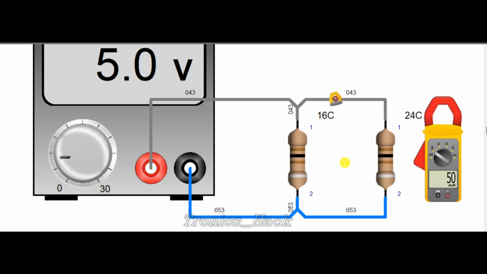So we are done with the resistor. After this we will talk about other components like diodes, transistors, and many more.